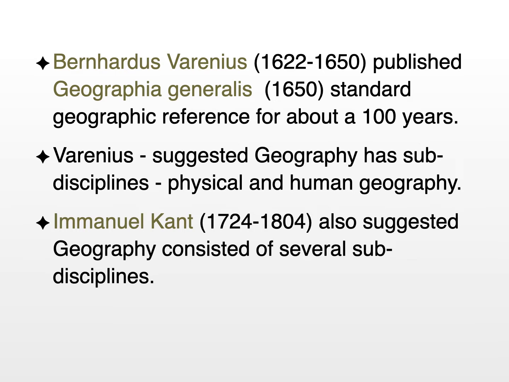During the 18th century, German philosopher Immanuel Kant also suggested geography consisted of several subdisciplines. These disciplines were theological, mathematical, moral, political, commercial, and physical.